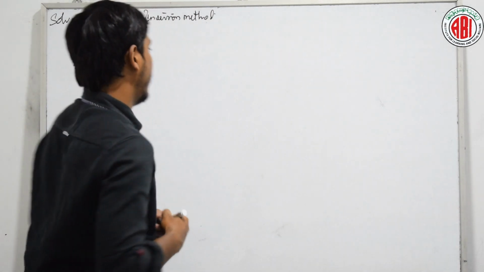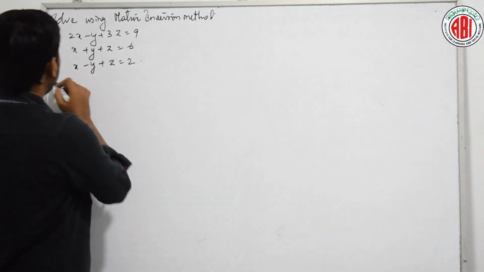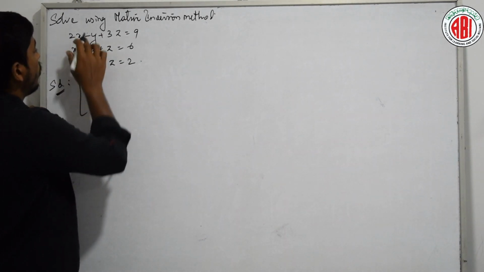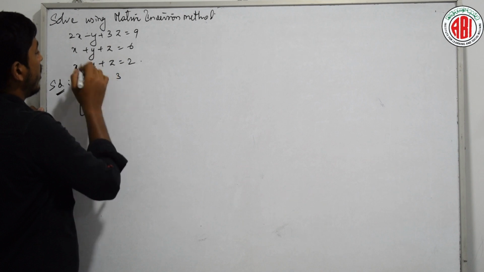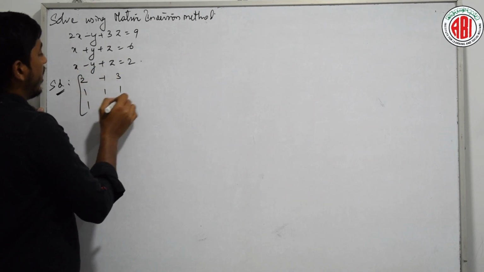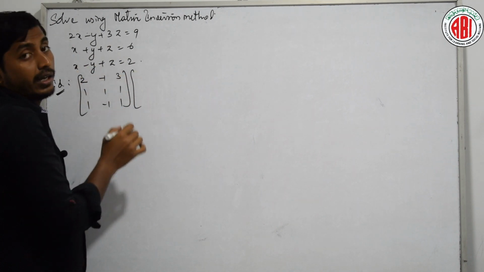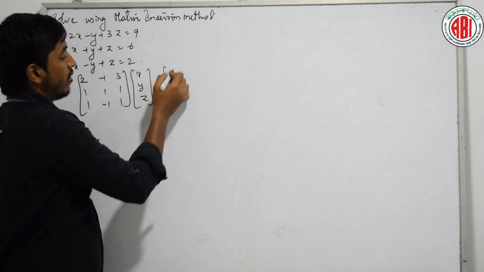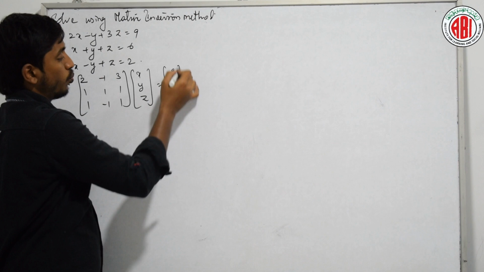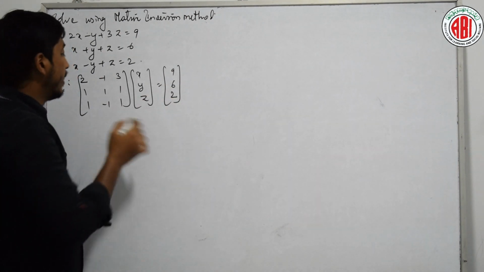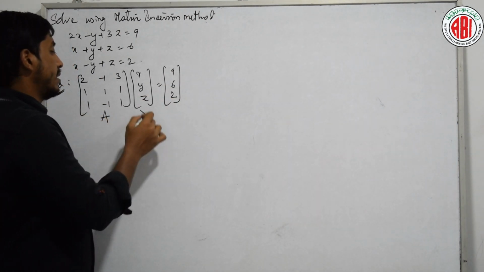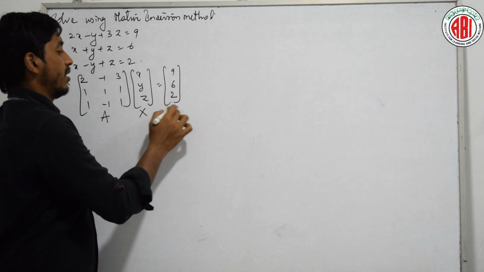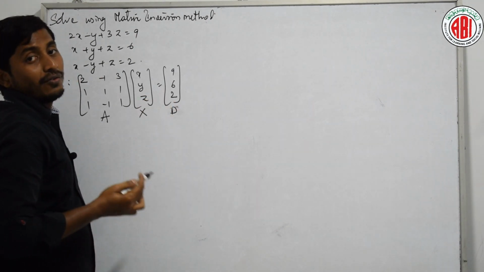These are all different steps we have to follow here. Okay. Now see here, how do we write in the matrix form? We will take the coefficients 2, minus 1, 3, 1, 1, 1, 1, minus 1, 1, into the coefficient matrix, that is equal to 9, 6, 2. Fine. This is my coefficient matrix A, this is X and this is D. Don't get confused here. Okay.